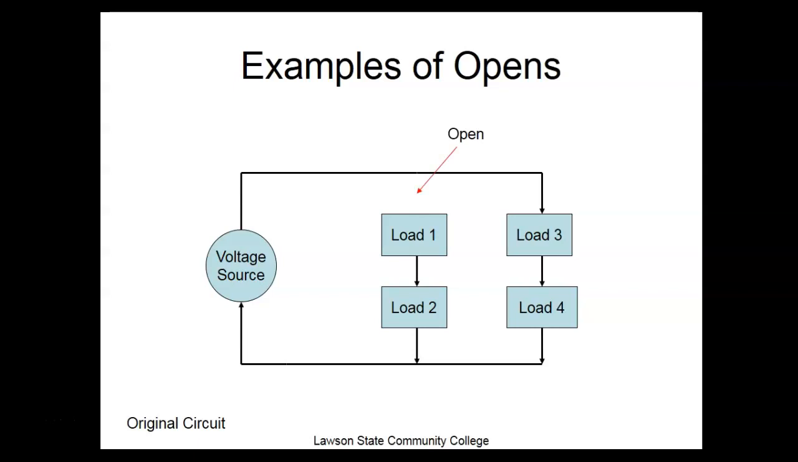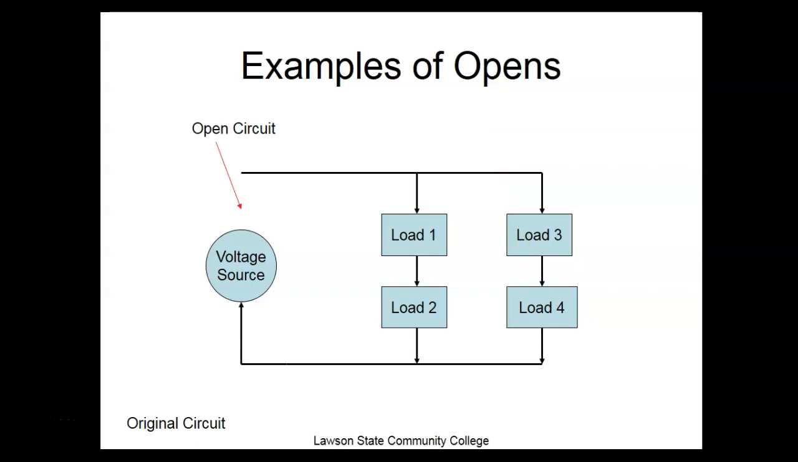So this would be an open. We can have opens without open circuits. This would be like our Christmas lights. You lose one light, you lose the loads in that string because it's series, but your other loads are okay. So these would be examples of an open. That would be an open circuit.